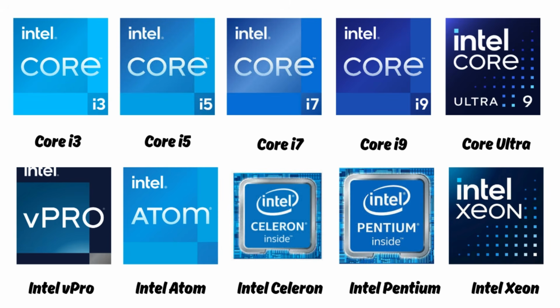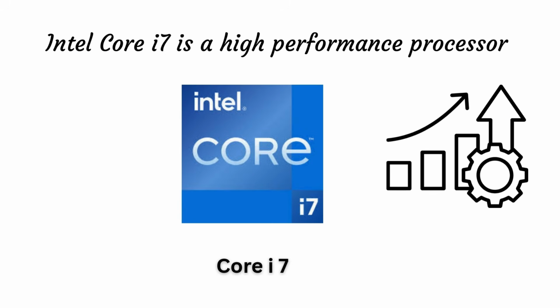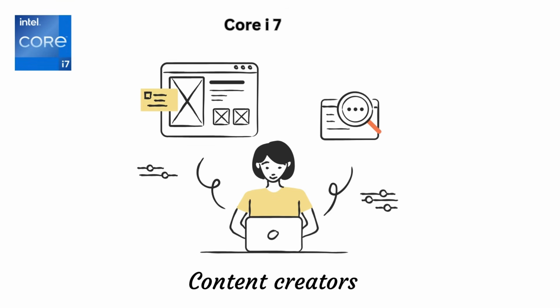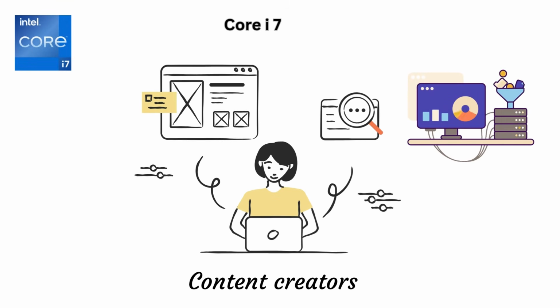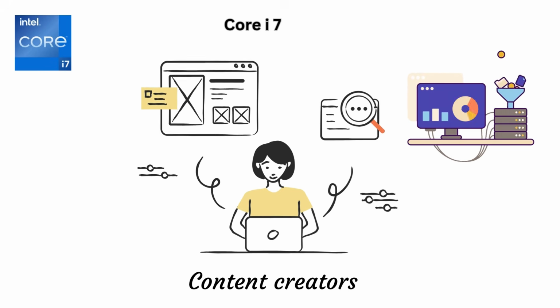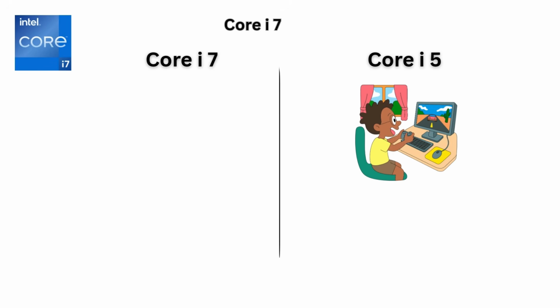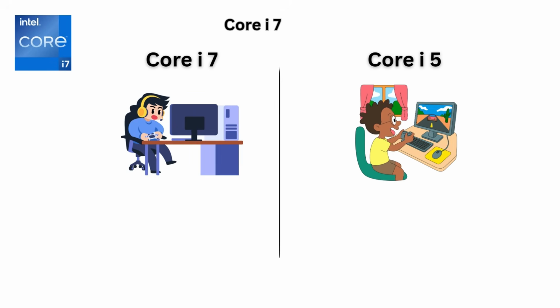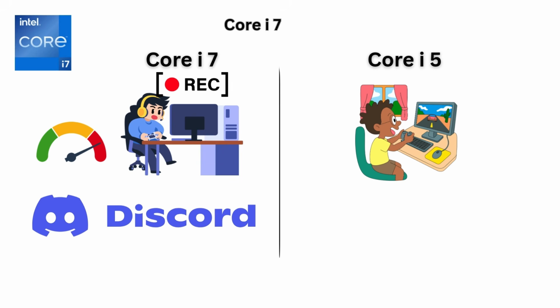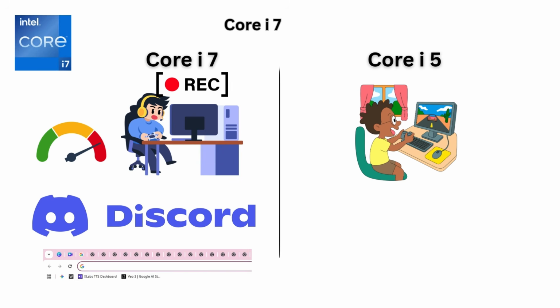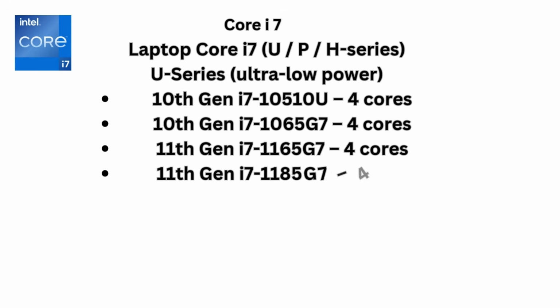Core i7. The Intel Core i7 is a high-performance processor intended for individuals like content creators who need to run heavy programs and juggle many tasks simultaneously. To illustrate the difference, if you can play a game on high settings with a Core i5, with a Core i7, you can play your game at high settings while recording your gameplay with OBS Studio, opening Discord, and opening a lot of Chrome tabs without lagging. This superior capability is possible because the Core i7 has more cores, usually around 8 to 20 cores.